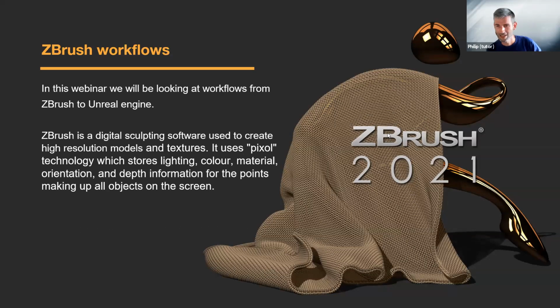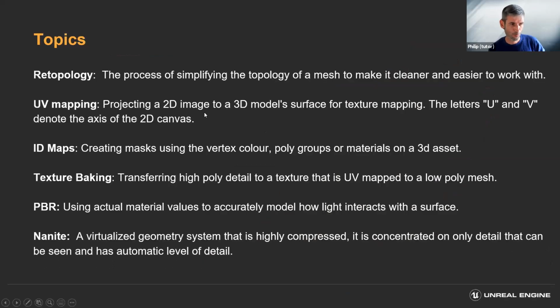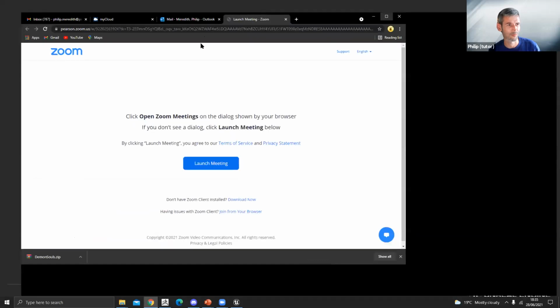But yes, cool. So moving along, let me get my slides moving. So the topics we're going to cover today start with retopology. So what is retopology? The process of simplifying the topology of a mesh to make it cleaner and easier to work with. So if you don't understand what the topology of a mesh is, let me open up a wee web browser. We'll do some Google searching whilst I'm talking as well.